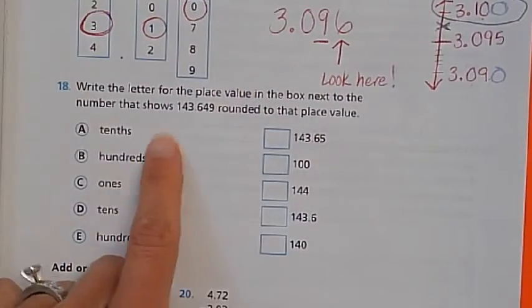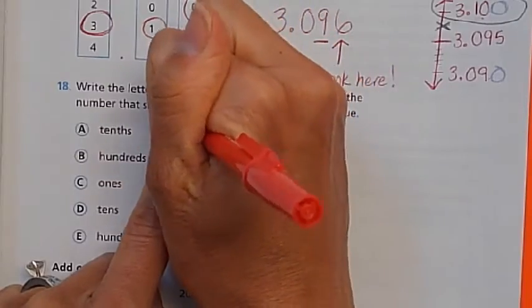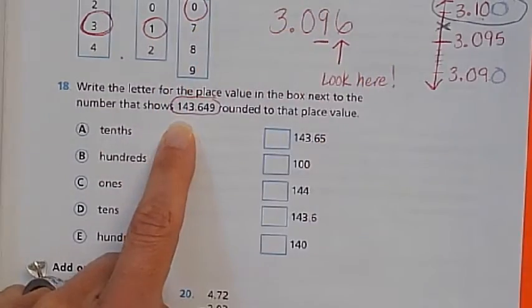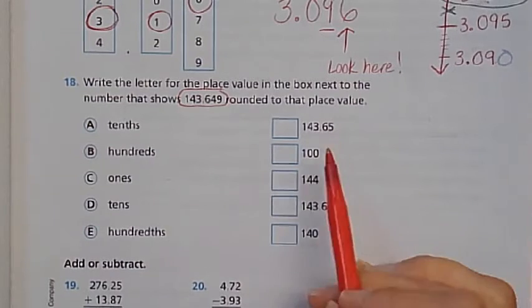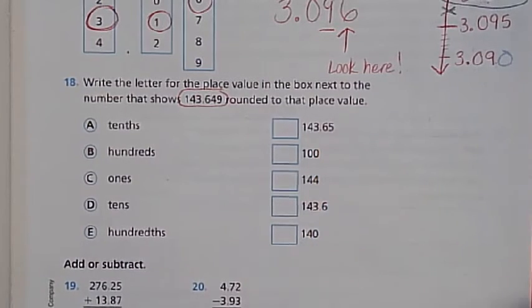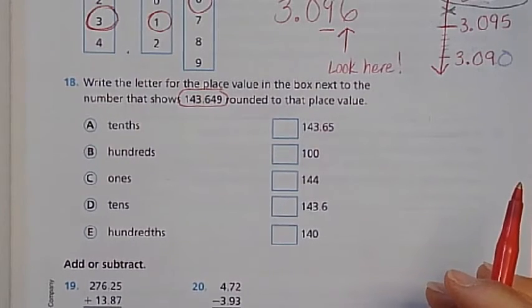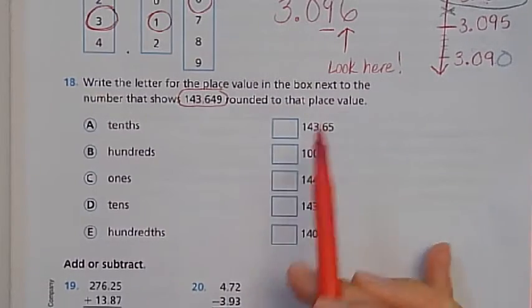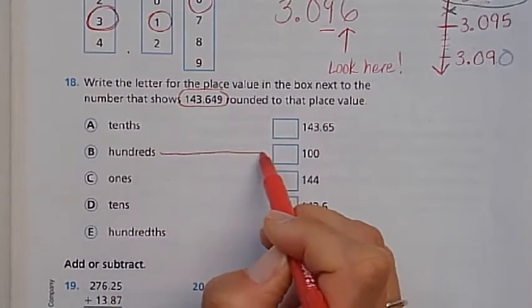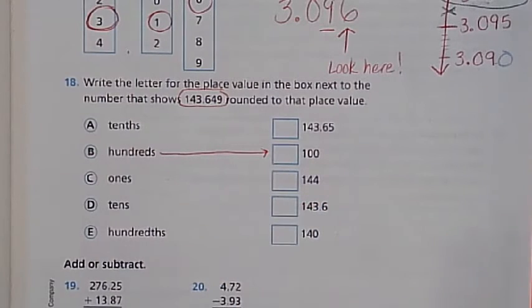My next one, I'm looking at this number right here, 143 and 649 thousandths, and I need to figure out what place value each of these have been rounded to. So there's a couple of them that are, I think, pretty easy or easier than others. We see this says 100. So this, to me, is pretty obvious that it should be the hundreds place. So it's rounding to the nearest 100.